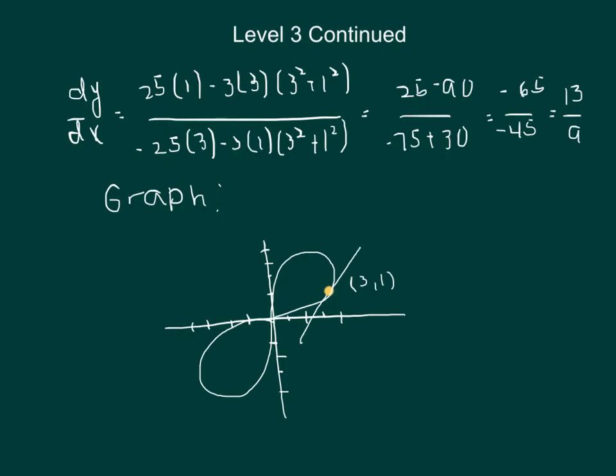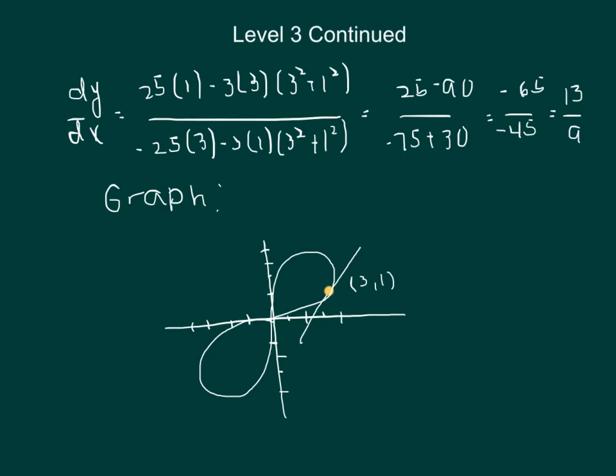Level 3 continued. Welcome back. So once you have this, you take points 3 and 1, you plug it into what you got in the last part. Plug it in, you get minus 25 over 90 equals -75 plus 30, which sums up to -65 over -45, or 13 over 9. You graph your point.